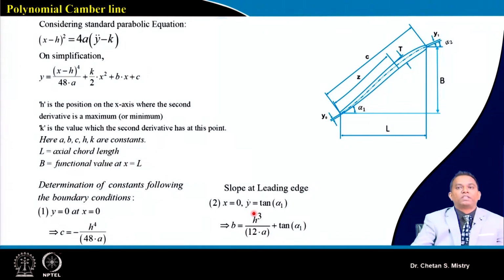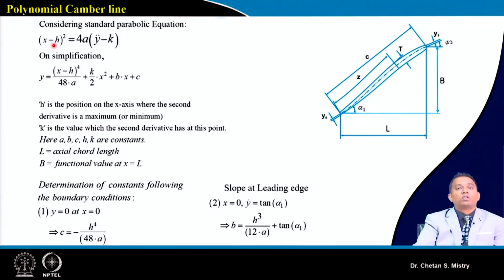Now, very first, let's try to develop a polynomial camber line. Here in this case, this is the kind of camber line we are looking for. Say this is my assumed camber line, which has inflow angle alpha 1 and outlet flow angle alpha 2. This is my chord length C, this is my axial chord, and this is B, some kind of location, a function of x equal to L.